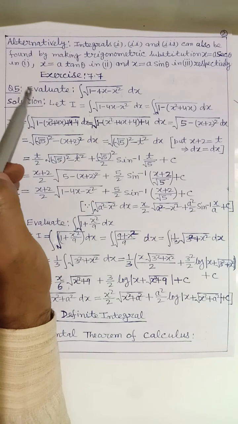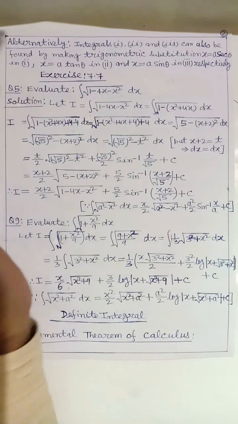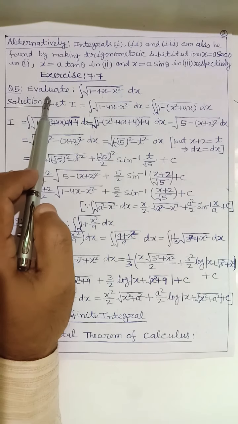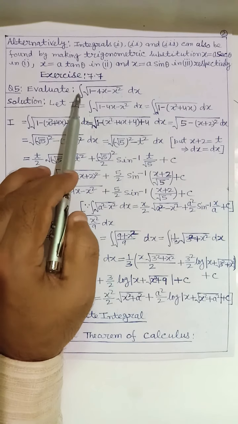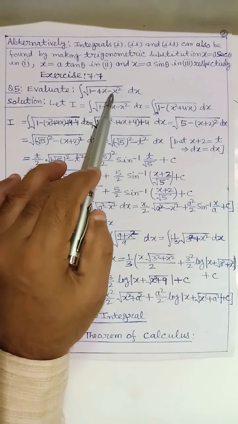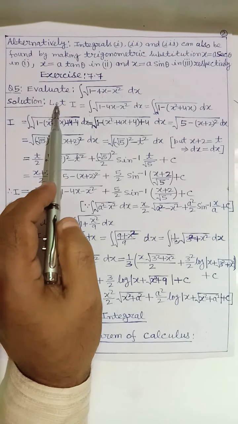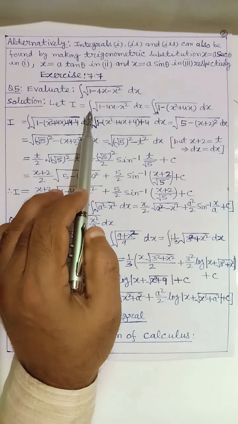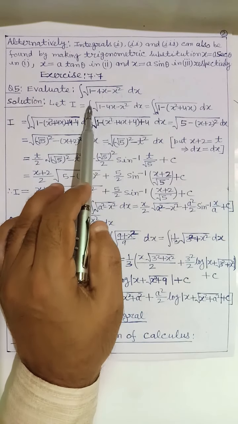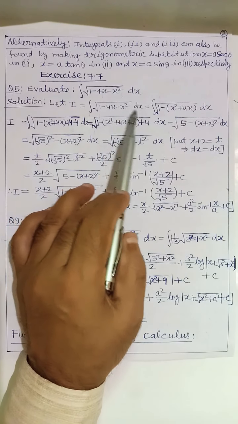Now we discuss the solution of the questions of exercise 7.7 from NCERT. Question number 5. Evaluate integral of square root of 1 minus 4x minus x square dx. So, how can we integrate? Here we can write integral of square root of 1 minus 4x minus x square dx.